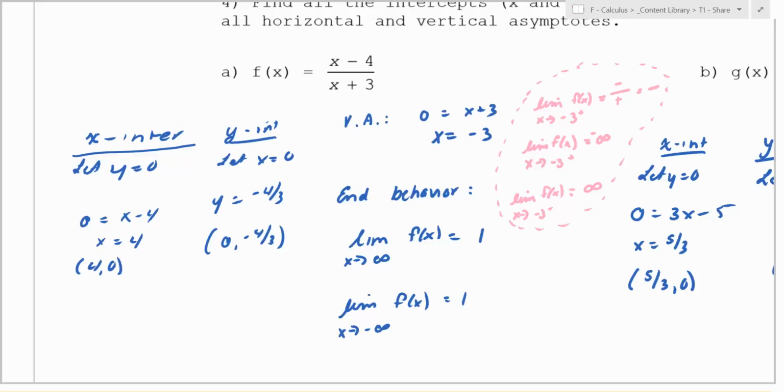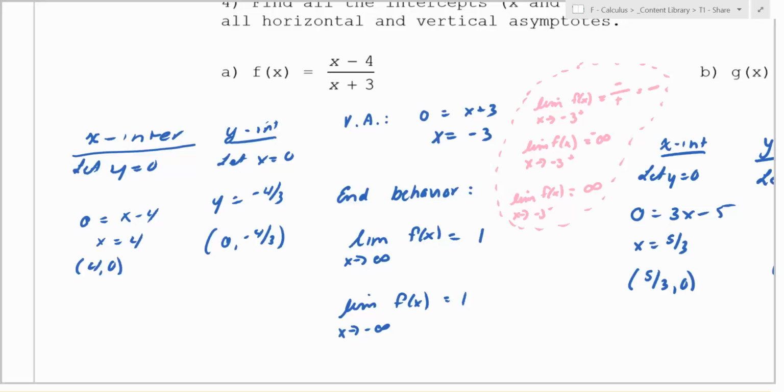So vertical asymptotes. Vertical asymptotes happen at numbers where the denominator would be 0. Yesterday, the vertical asymptote happened where the denominator could be 0. So what's the denominator here? X plus 3. What number makes the denominator 0? So the vertical asymptote happens when x is equal to negative 3.